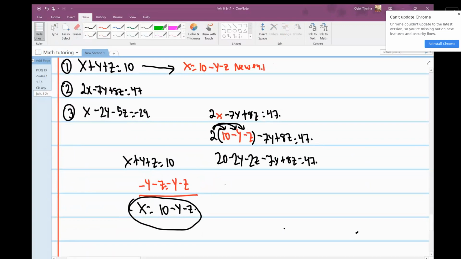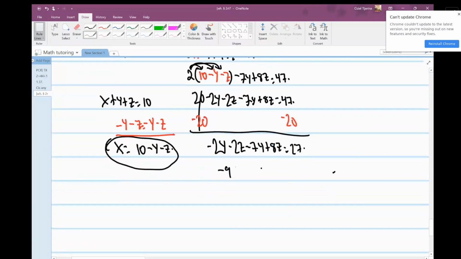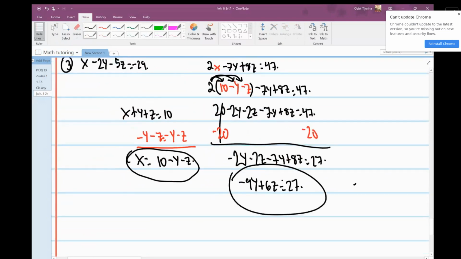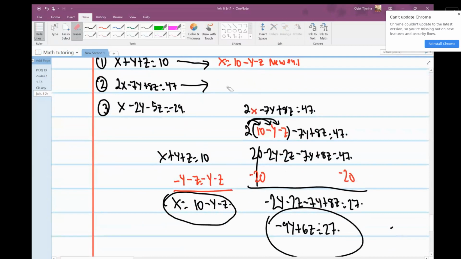Now you subtract 20 on both sides, or you can combine like terms and then subtract, right? So you have negative 2y minus 2z minus 7y plus 8z equals 47 minus 20, which is 27. Then you combine like terms, and you have negative 9y plus 6z equals 27. Let this be new equation 2.